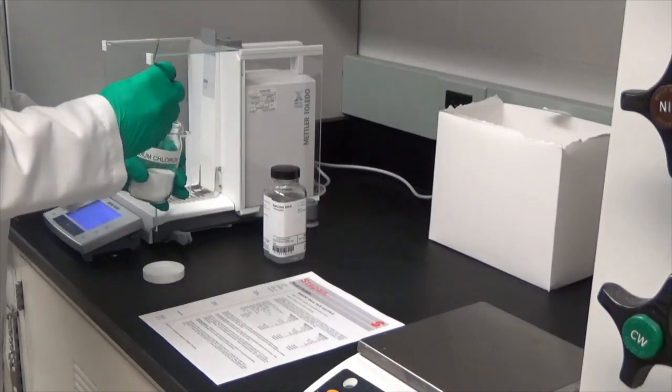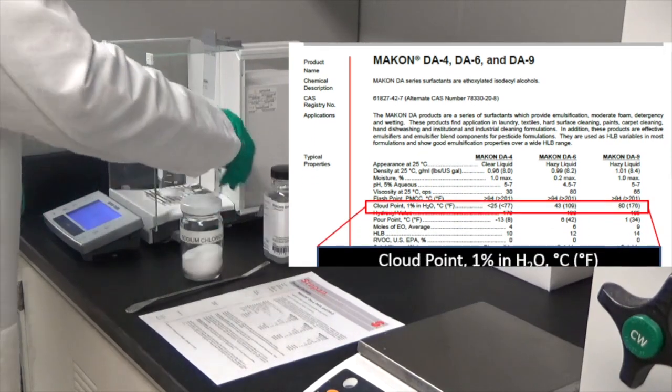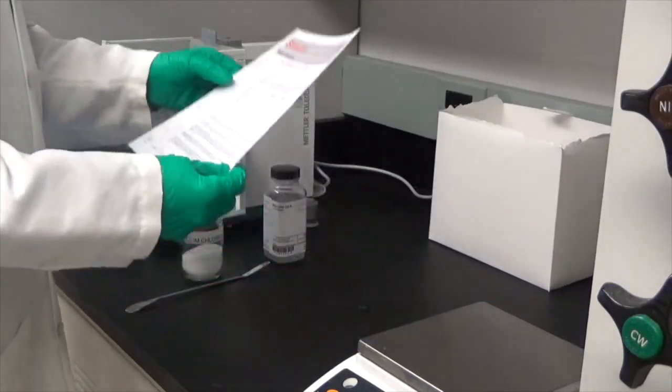Conditions matter in the measurement of cloud point. It is important to carefully review product literature in order to understand the conditions under which this property is reported. Cloud point-based surfactant selection is another example of a potential challenge faced by formulators.